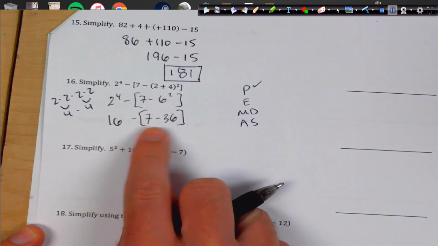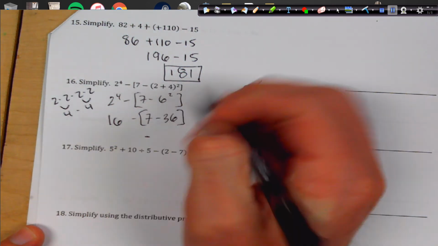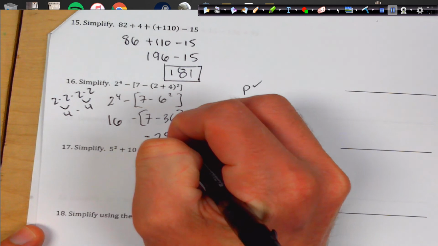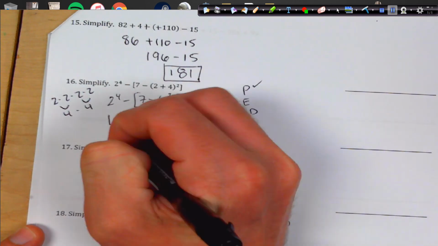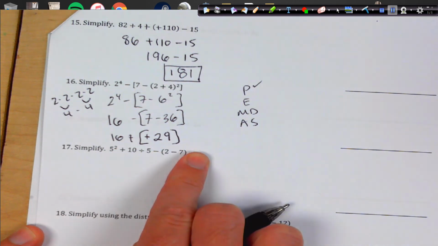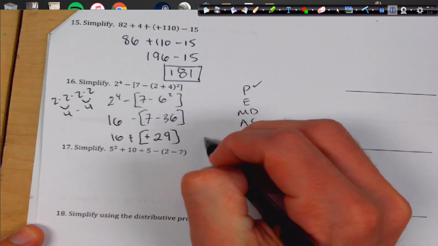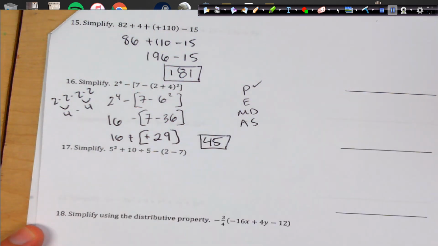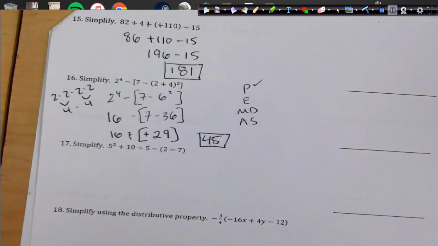Then we're going to do 7 minus 36. That's going to be a negative 29. Two negatives make a positive, and then we're going to add those two together, so we're going to get 45. Okay, all right, next problem.